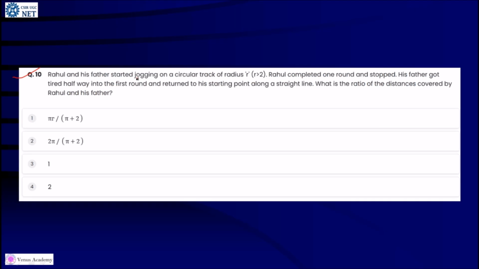Rahul and his father started jogging on a circular track of radius r. R is greater than 2. Rahul completed one round and stopped. His father got tired halfway into the first round and returned to his starting point along a straight line. What is the ratio of the distances covered by Rahul and his father?